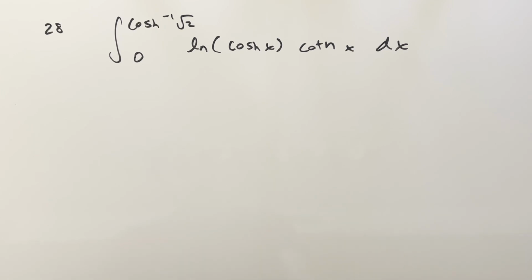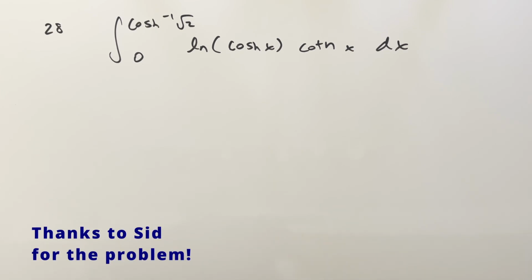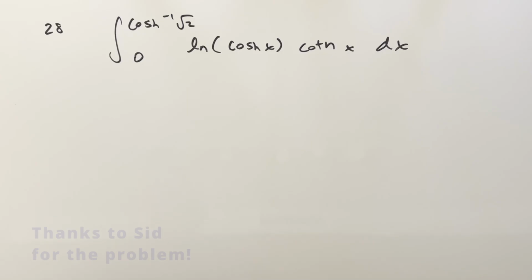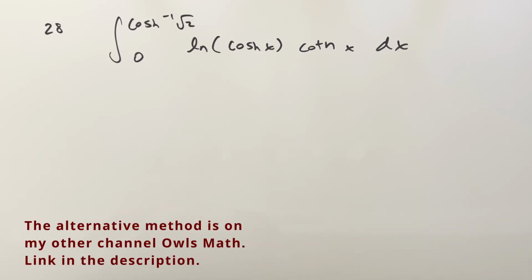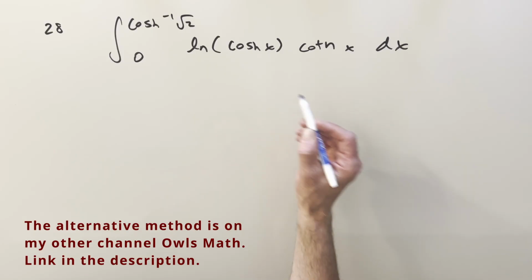Okay, we have here today another interesting integral. This one was sent to me by Sid. We have the integral from 0 to inverse cosh of square root of 2, natural log cosh of x, hyperbolic cotangent of x dx. Okay, I might do two videos on this one, but for right now, I want to kind of do this out using a u substitution.